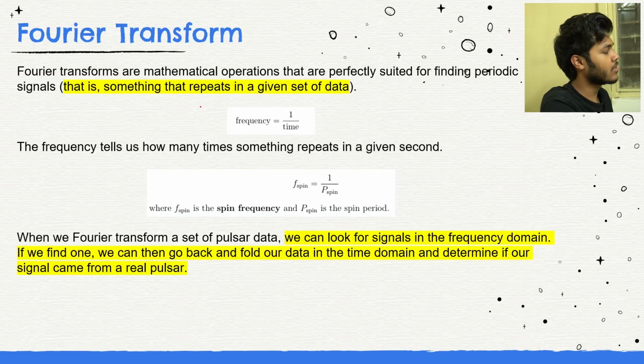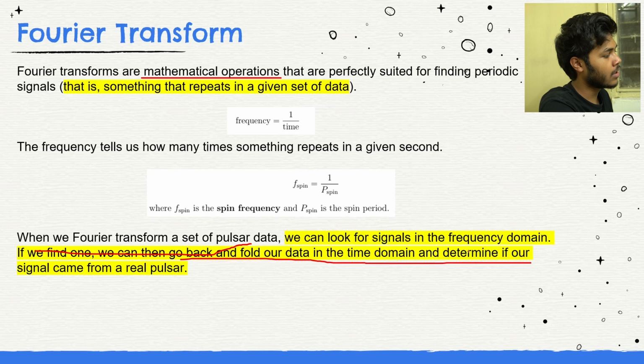The Fourier transform is just a mathematical operation that converts the time domain into the frequency domain. When we Fourier transform a set of pulsar data, we can look for a signal in the frequency domain. If we find one, we can go back and fold our data in the time domain and determine if our signal came from a real pulsar. So we are just looking for a signal in the frequency domain, and if we find one, then we can go back to the time domain and determine whether the signal is coming from a real pulsar or not.